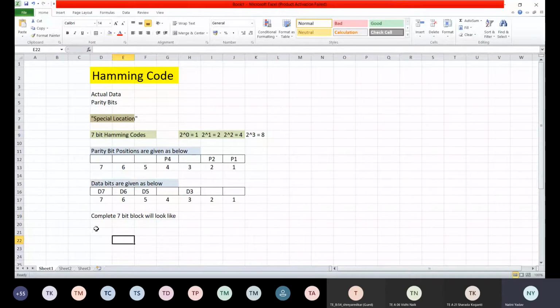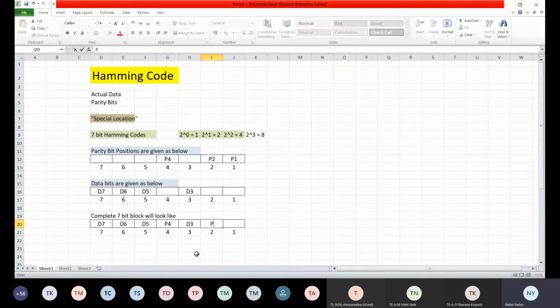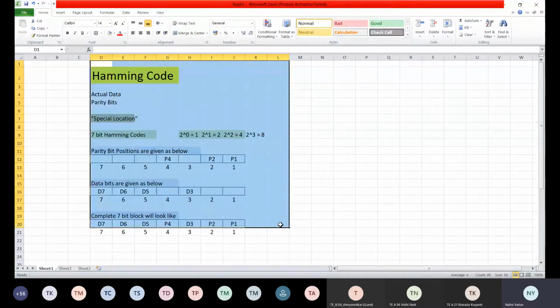Again, we will draw this in between positions. It was P4, P2 and P1. So P represents my parity bits and D represents my data bits. So this is how my Hamming code is generated. Did all of you understand the things related to Hamming codes, how the data bits are to be positioned and how the parity bits are to be positioned? So this is clear with all of you.